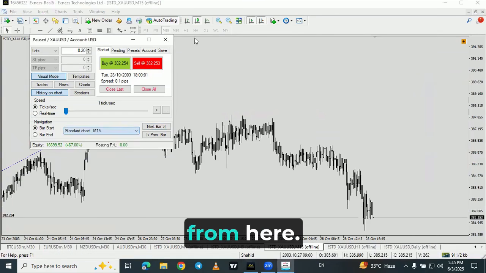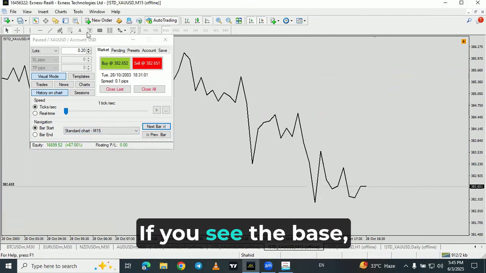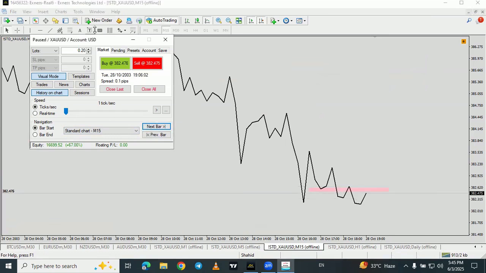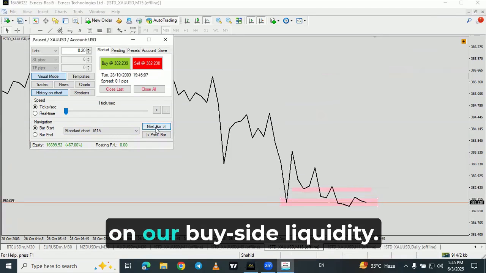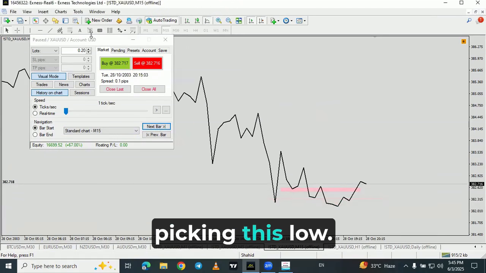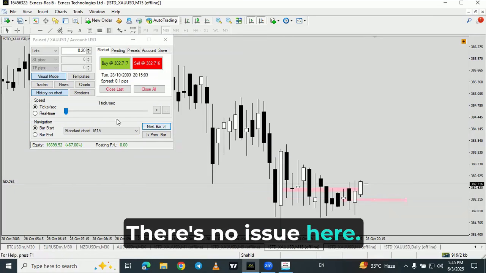We've done the selling from here. All the liquidity is lying here. So we've done the selling here. If you see the base, our base is lying below for buying. This is a risky setup based on our buy side liquidity. If the market comes down, it can still be bullish after picking this low. It can also tap this zone. So we'll run it. There is no issue here.